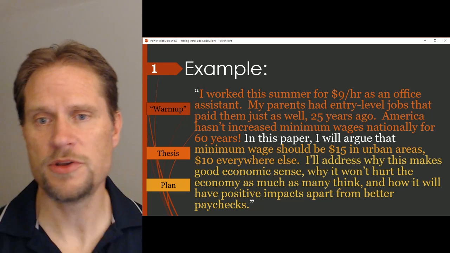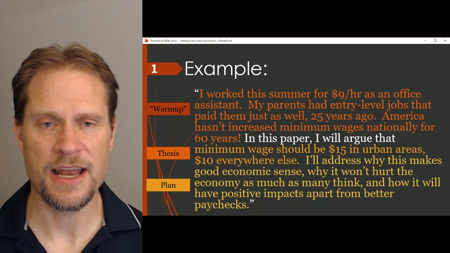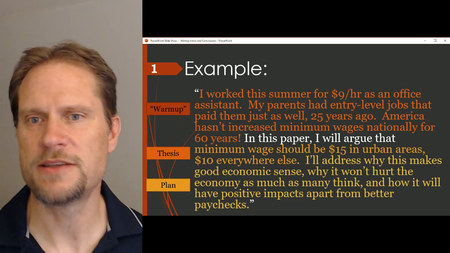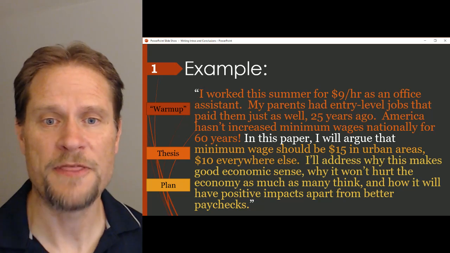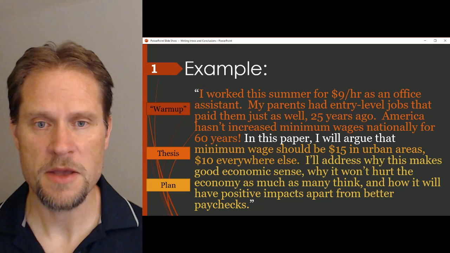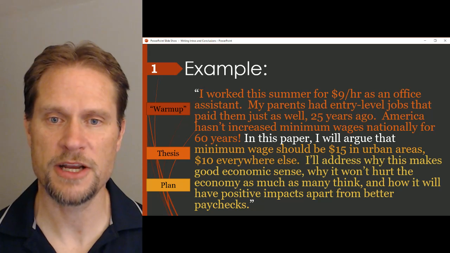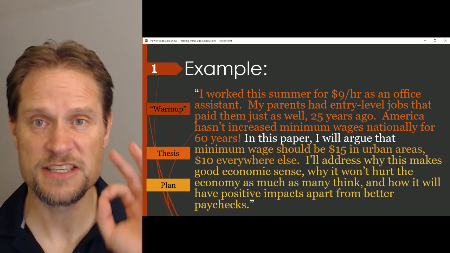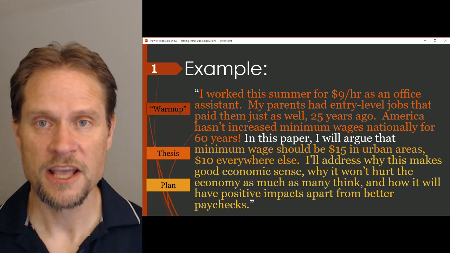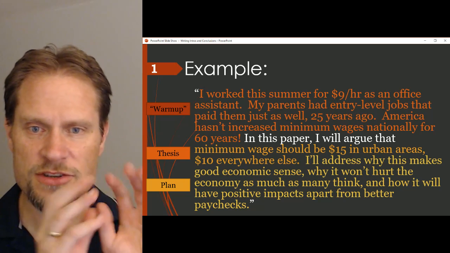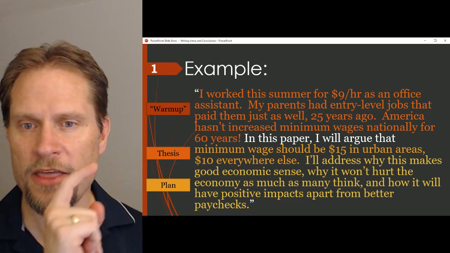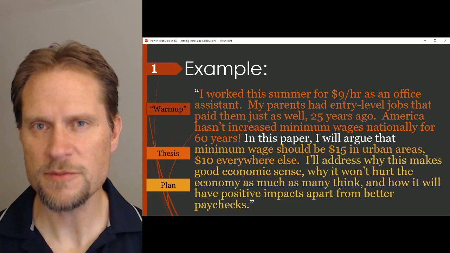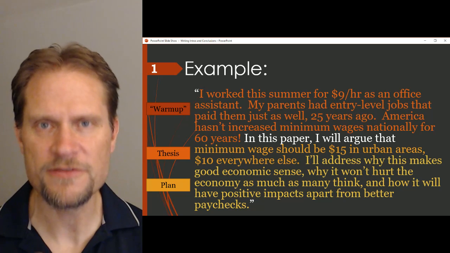So all I'm trying to communicate up here is this idea that minimum wage hasn't changed in 60 years, and I'm trying to paint a picture of that, okay? And that's prepping my actual thesis. Minimum wage should be $15 in urban areas, $10 everywhere else. Now, as an aside, I think that's a nice specific thesis, right? It's not that minimum wage should be higher, right? It's got some nuance, it's got some detail. That thesis right there promises your reader there's going to be some good stuff going on here.